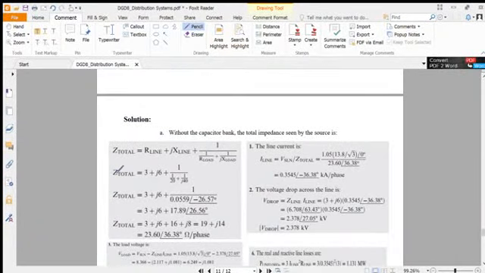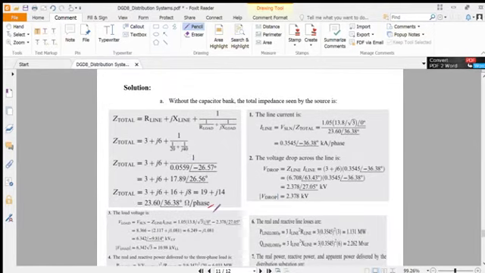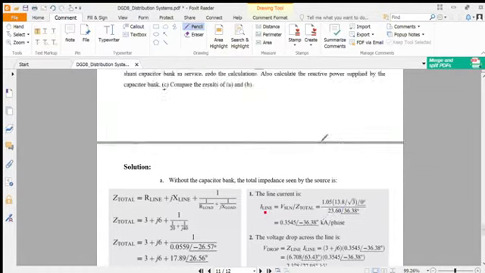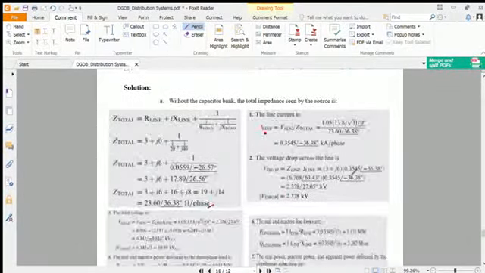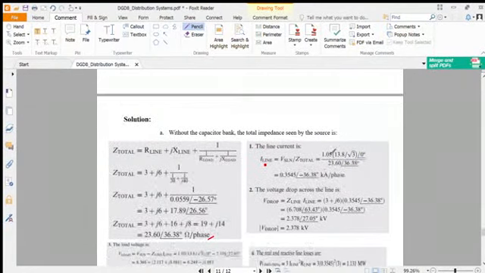Z total we already found, and we have to find the line current. So I equals V single line to neutral divided by Z total, but this is the sending end line to neutral. Here we found the line value, so this is the line voltage, so we have to find the phase voltage. Then 13.8 divided by root 3, and it's the reference.